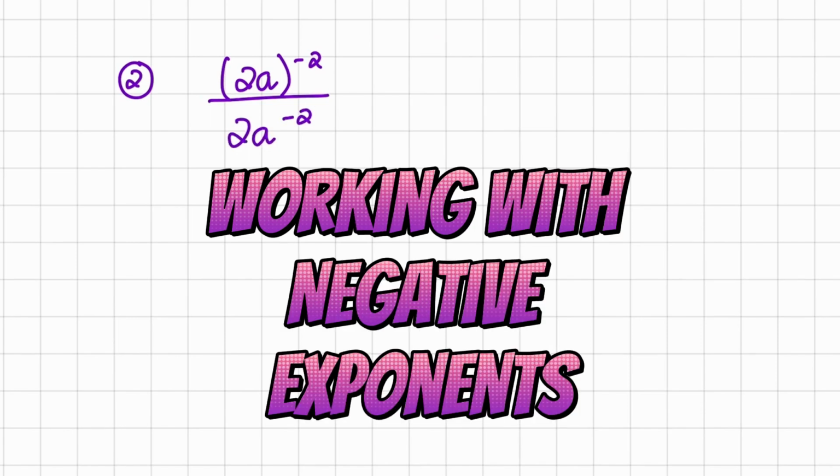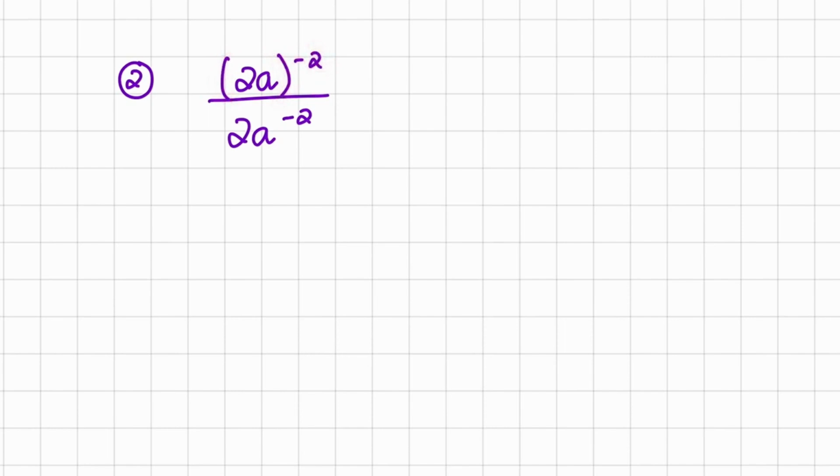So here we have (2a) in brackets raised to the power of minus 2. And below the bracket, we have 2a to the power of negative 2. Now notice there's a slight difference. In the numerator, everything is raised to the power of negative 2. But in the denominator, only a is raised to the power of negative 2. So let us simplify this.